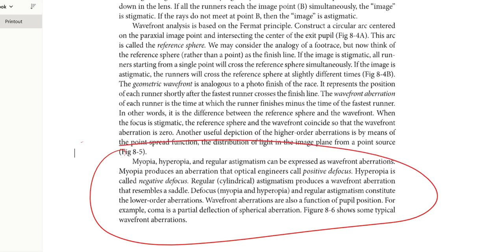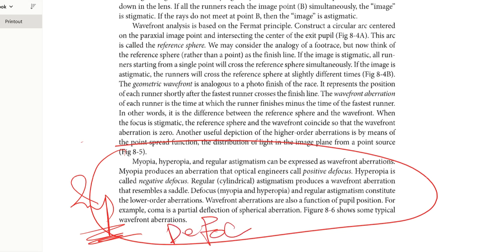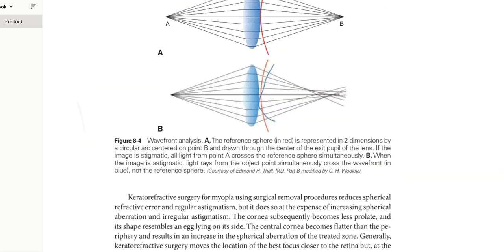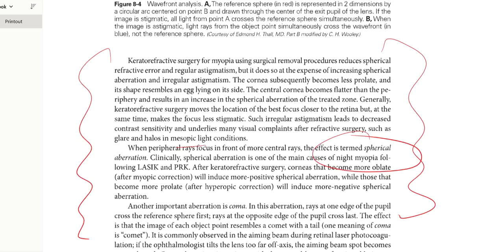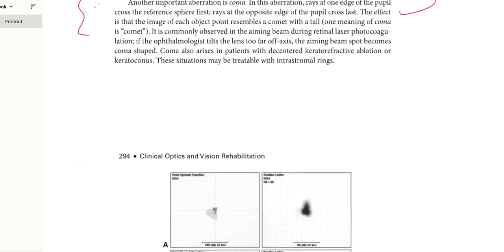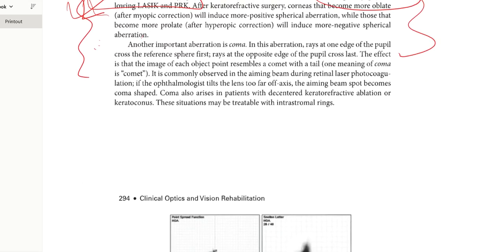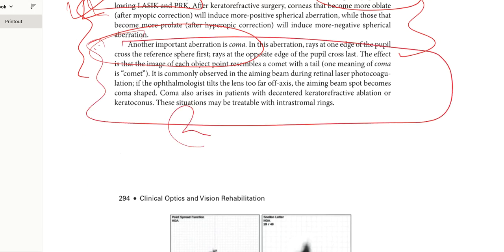Positive defocus, negative defocus. Very important, okay? Defocus. This is important about the spherical aberration. Here, everything. Aberration is important.